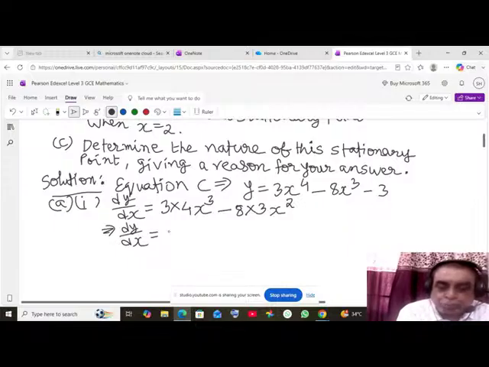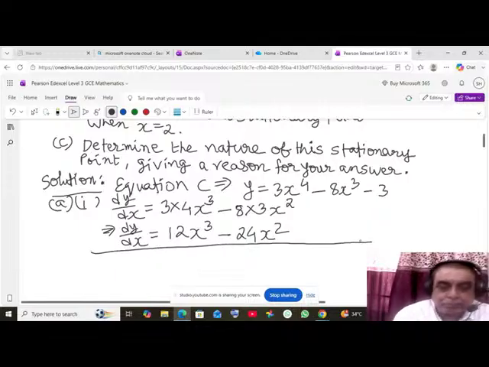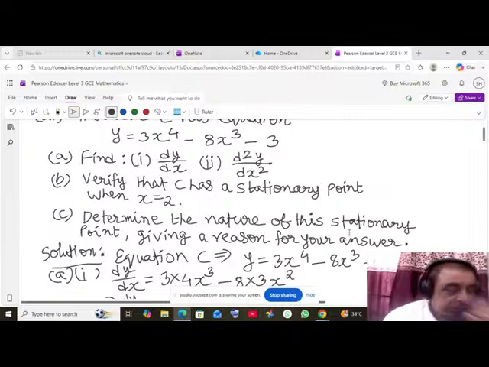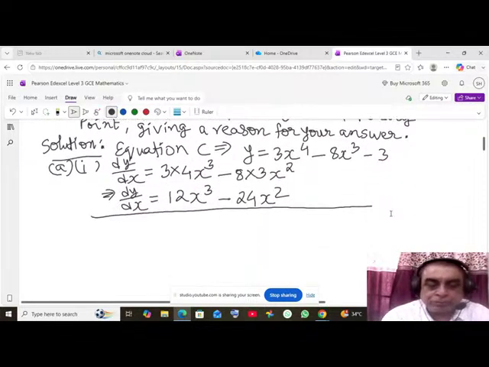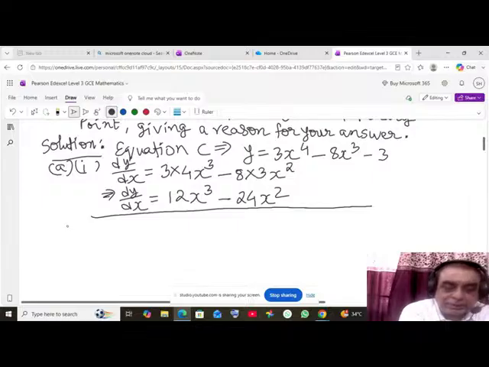Now simplify it. This is the value of dy by dx. So 3 times 4 is 12, x to the power of 3, minus 8 times 3 is 24, x to the power of 2. So this is dy by dx. Now the second part of A, I am doing: d squared y by dx squared.